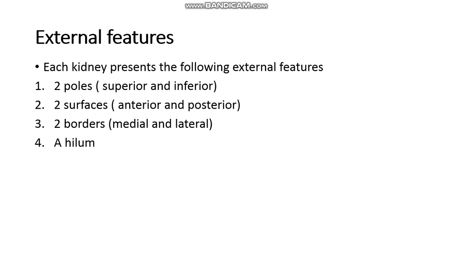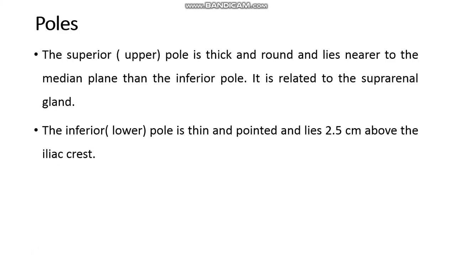Then coming to the external features of the kidney. Each of the kidneys has the following characteristics. First, two poles: the superior and inferior pole, that is, the upper pole and lower pole. Then there are two surfaces, the anterior surface and posterior surface. Then two borders, the medial border and lateral border, and a hilum. These are all the main external features of each kidney. So we can see each external feature in detail.